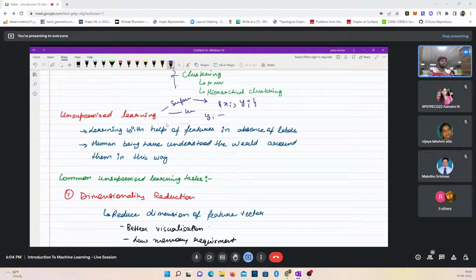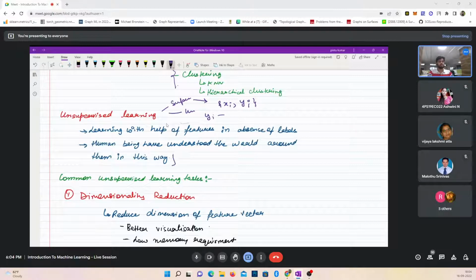For example, think about when human civilization was developing. At that time they didn't know anything about the world around them. They didn't have any person to tell them the label, that this is a dog, this is a cat. They bifurcated different animals into different categories and then named them. So the idea of unsupervised learning is something similar: you want to learn from the features of the data points rather than labels.